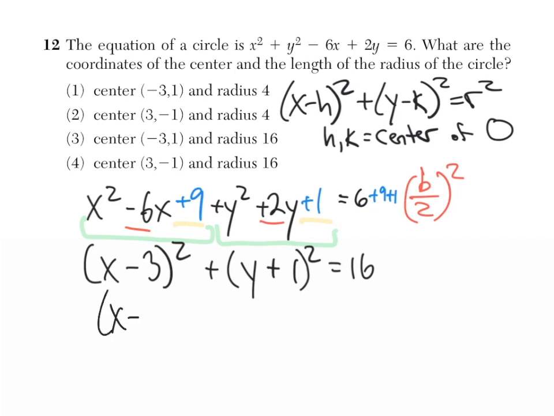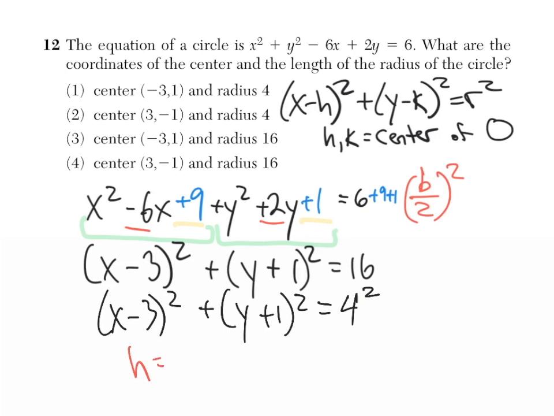All right, so last step. Let's rewrite this equation so that we can determine what the radius is. And I know that if it's r squared, it's going to be simply 4 squared. So what does that mean? This means that h is positive 3. I know that k is going to be negative 1. And I know that the radius, obviously, is simply 4, meaning that the correct answer is option 2. The center is (3, negative 1). The radius is 4.